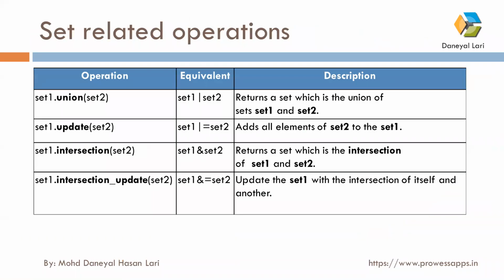The first operation that can be performed is called union. Union means if you call set one and set two union, then it will return all the elements from both set one and set two. Just look at the description here: it returns a set, so we have to store the result into another set, which is the union of set one and set two.